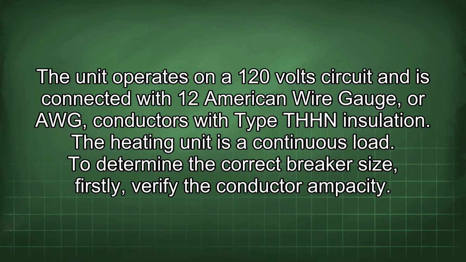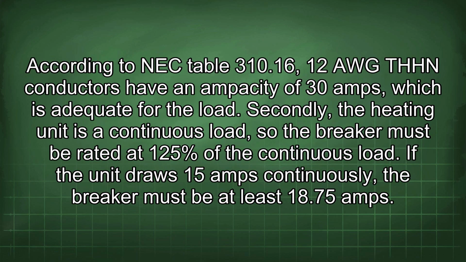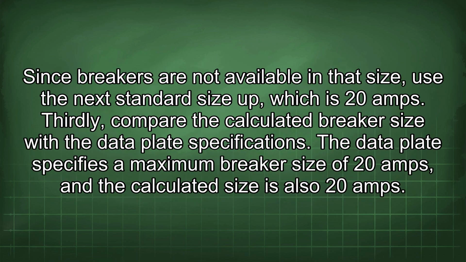To determine the correct breaker size, firstly verify the conductor ampacity. According to NEC Table 310.16, 12 AWG THHN conductors have an ampacity of 30 amps, which is adequate for the load. Secondly, the heating unit is a continuous load, so the breaker must be rated at 125% of the continuous load. If the unit draws 15 amps continuously, the breaker must be at least 18.75 amps. Since breakers are not available in that size, use the next standard size up, which is 20 amps.